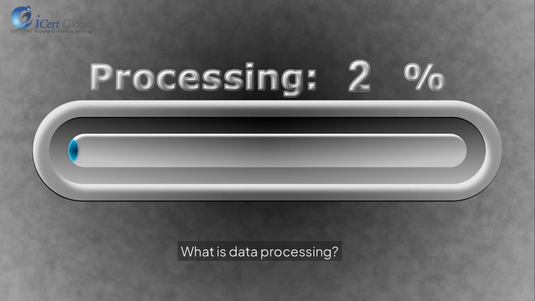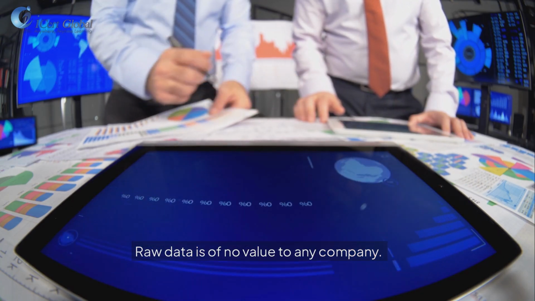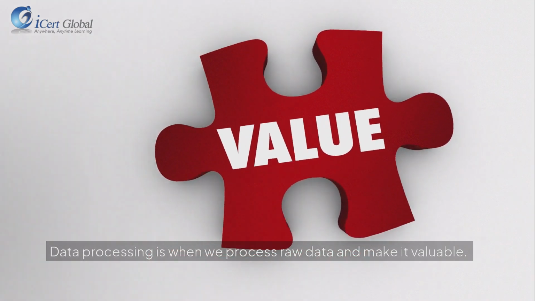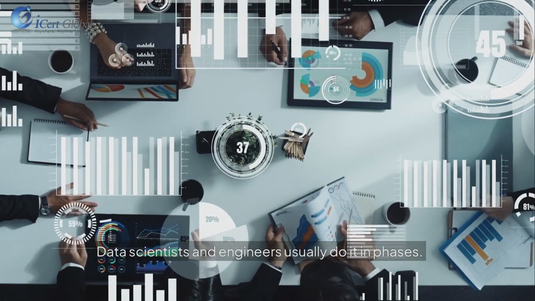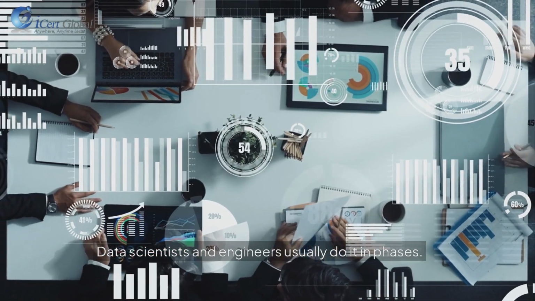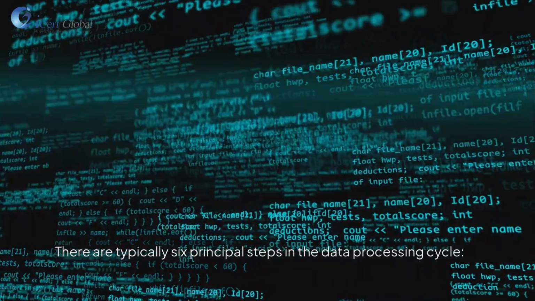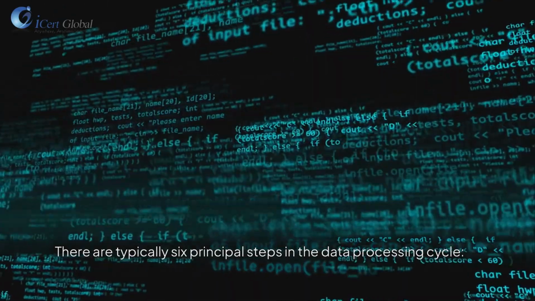What is data processing? Raw data is of no value to any company. Data processing is when we process raw data and make it valuable. Data scientists and engineers usually do it in phases. There are typically 6 principal steps in the data processing cycle.